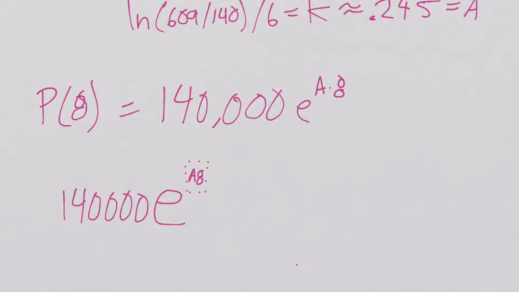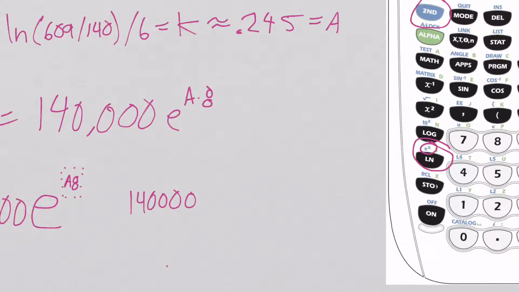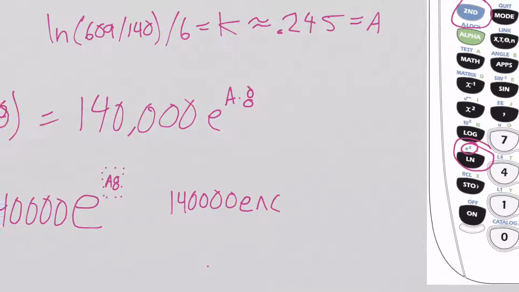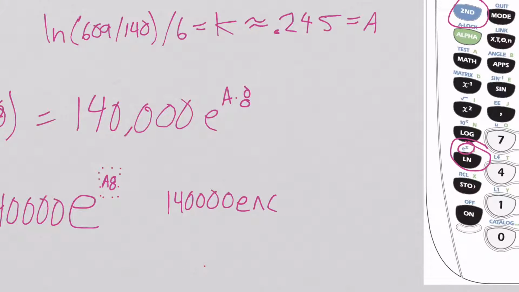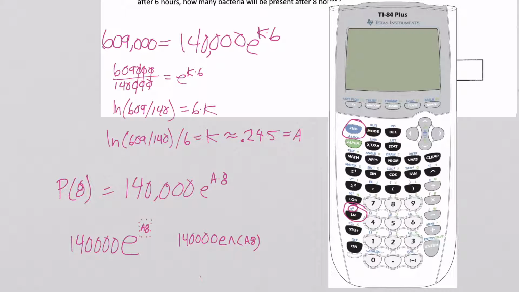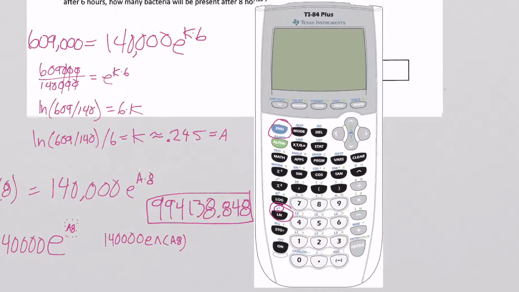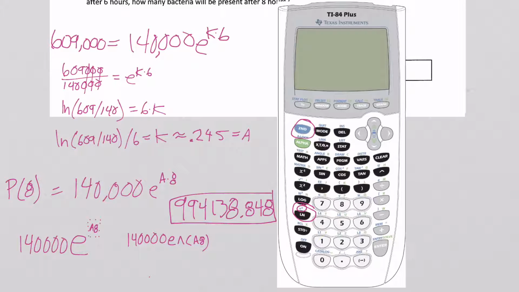If you're on an older calculator, you're going to want to do 140,000. Do the same thing, hit second ln to get e to the power of x, but on yours it'll give you an e caret with a parenthesis like that. And then on yours you'll want to type A8 in there, so hit alpha math to get A, and then type 8, and then close your parenthesis, and then you should be able to get your final answer, which is 994,138.848, rounding 8477 up to 848, and that should be our final answer.